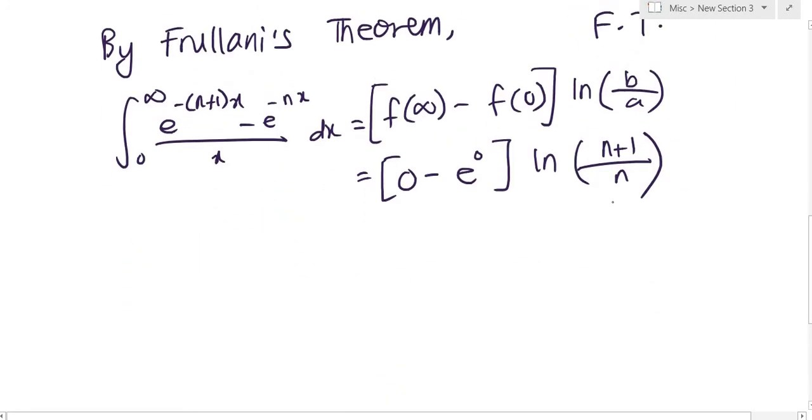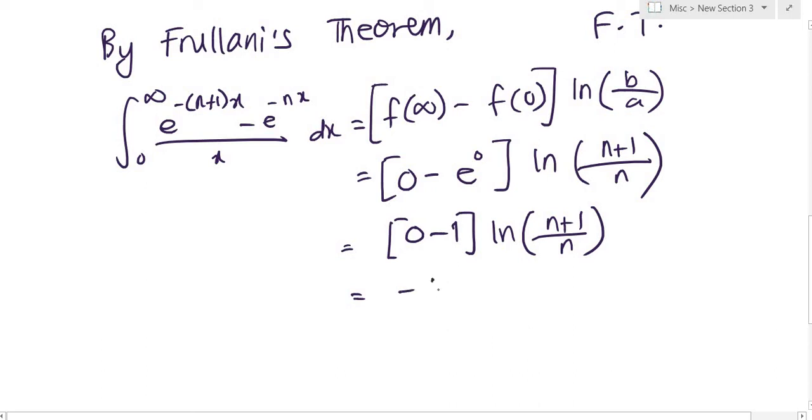So yeah, great. Let's simplify. E raised to the 0th power, or any number raised to the 0th power, is 1. So 0 minus 1, and the natural log of (n plus 1) over n as it is. Okay, so we have a negative outside, and the natural log of (n plus 1) over n.